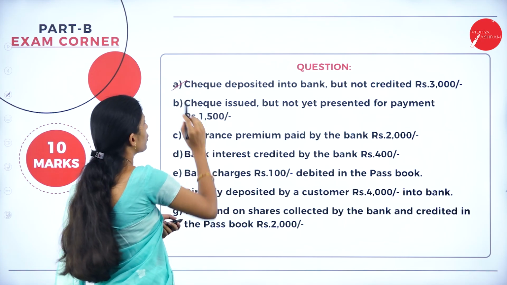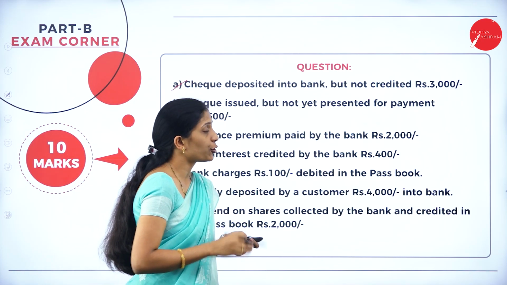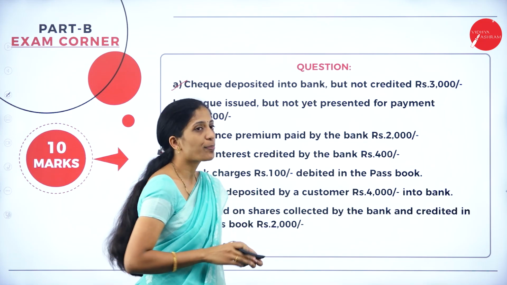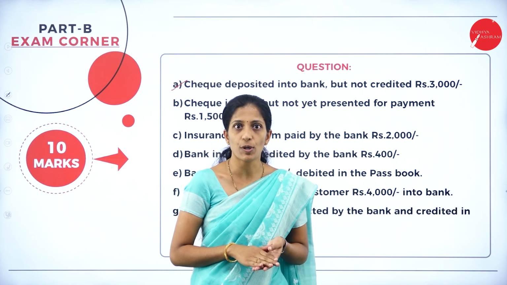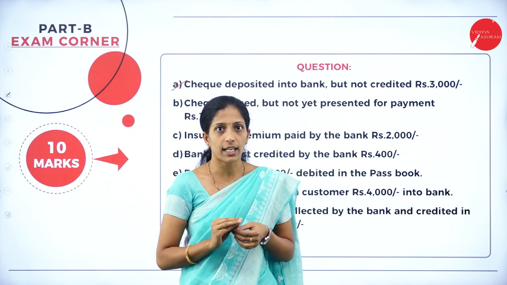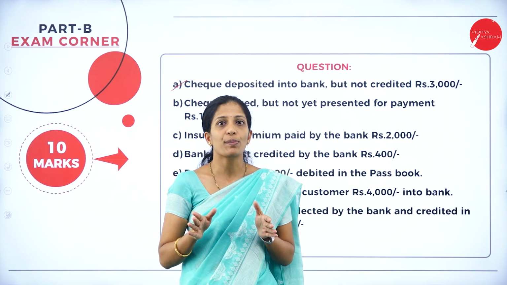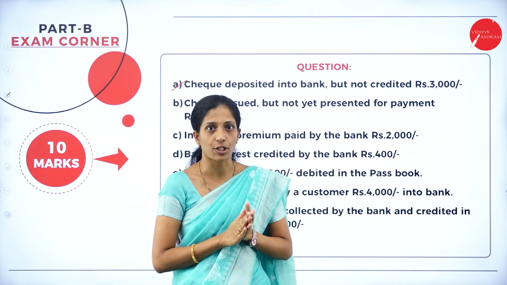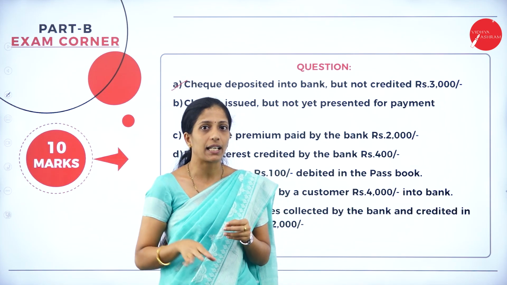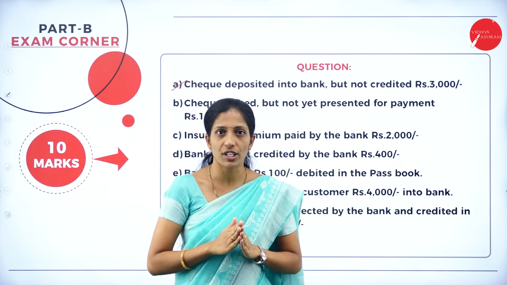Now, go through the transactions they have given. The first transaction is check deposited into bank but not credited, rupees 3000. Now, which is your base book? Cash book is your base book. Cash book is maintained by the organization. Passbook is maintained by the bank. You have to assume that you are the organization maintaining the cash book, and passbook is maintained by the bank. Cash book is your base book throughout the problem.